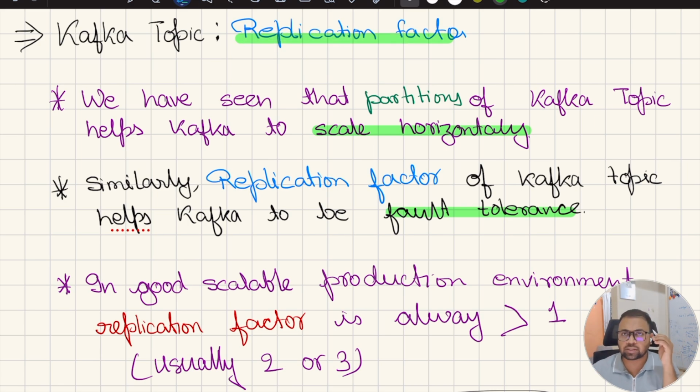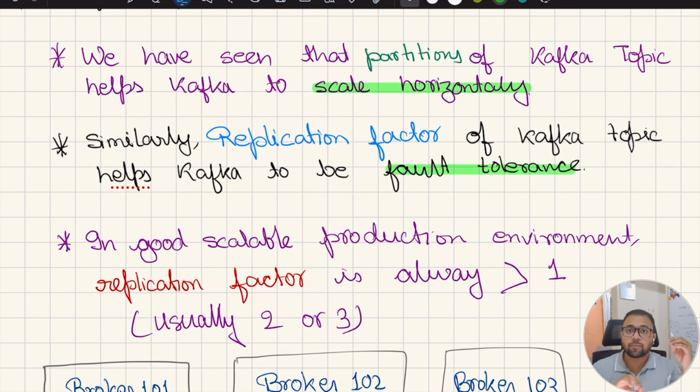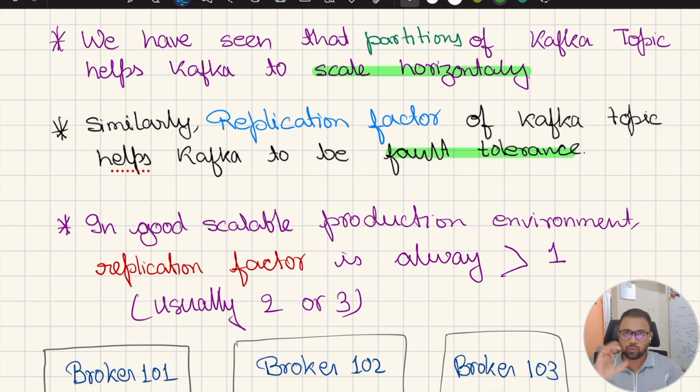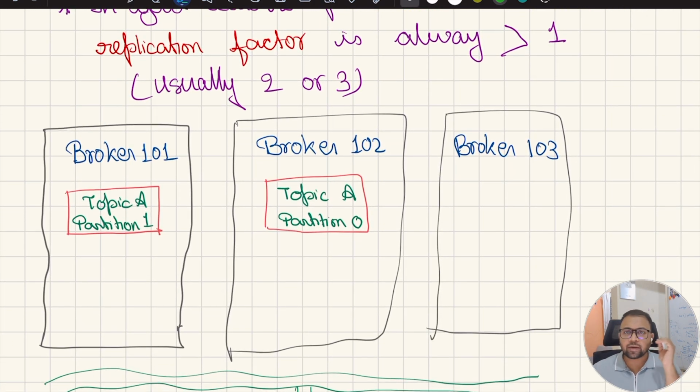Let's try to understand how does Kafka provide replication factor. So, how does Kafka actually provide fault tolerance? And it provides fault tolerance using replication factor. I hope you have got the gist. Okay. So, replication factor, what will happen?